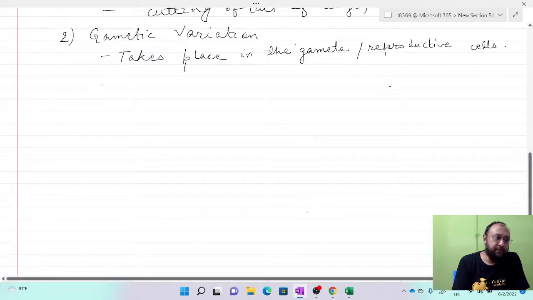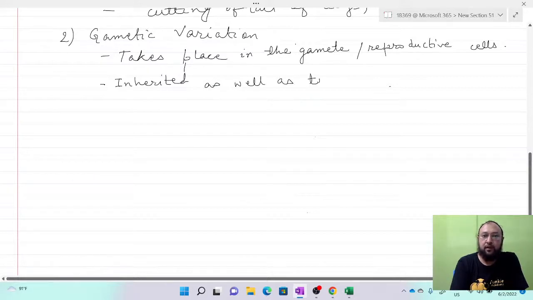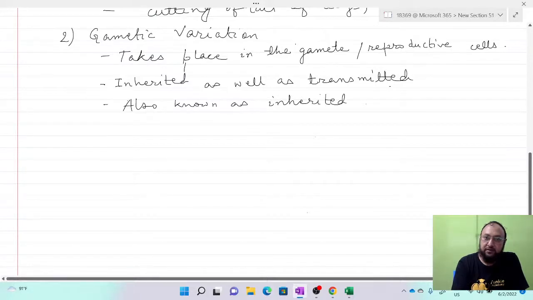Then we have got inherited as well as transmitted. It is known as acquired characters if not. If it is inherited as well as transmitted, it is also known as inherited traits.